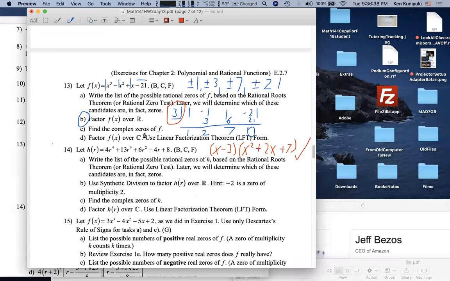And then for C, to find the complex zeros, you use the quadratic formula on this. And also 3 will be a complex zero.